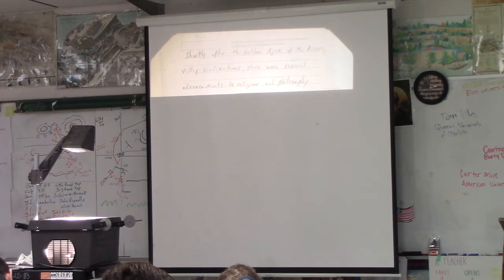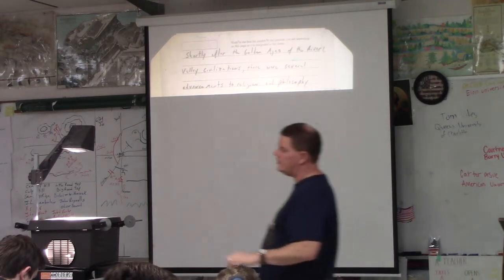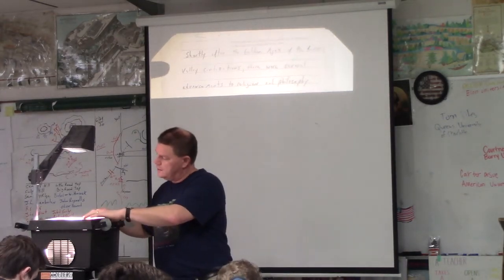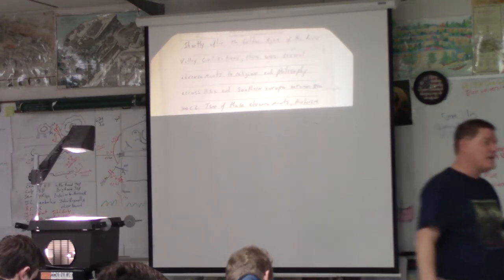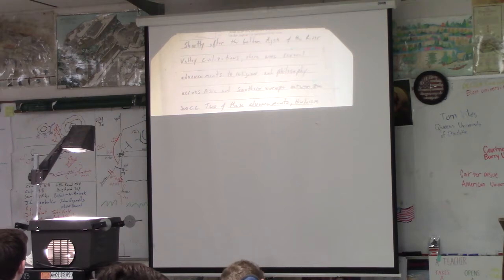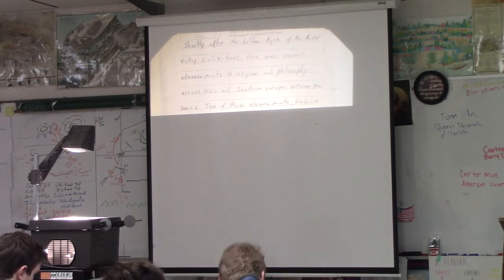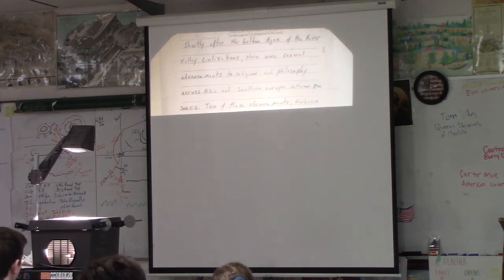Shortly after the golden ages of the river valley civilizations, there were several advancements to religion and philosophy across Asia and southern Europe between 800 BC and 300 CE.